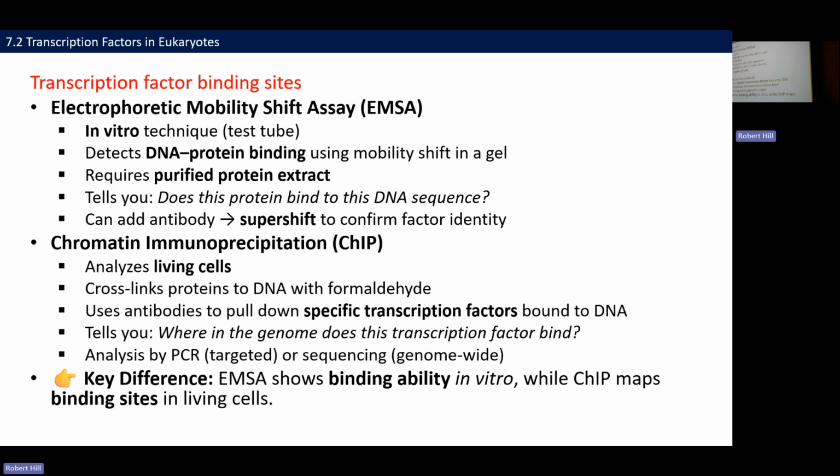With ChIP, though, you're looking at living cells, right? And you're pulling down specific transcription factors that are bound to it. So EMSA asks the question of, does this protein bind to a DNA sequence? Whereas ChIP ultimately asks the question, where in the genome, what specific sequence does this transcription factor bind to? So there's a little overlap with the two techniques, but they're subtly different. And be sure you understand those differences, okay?